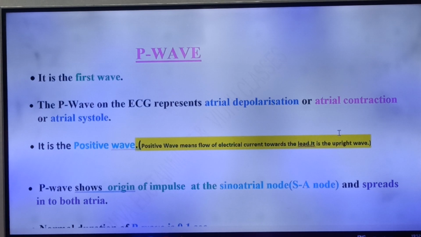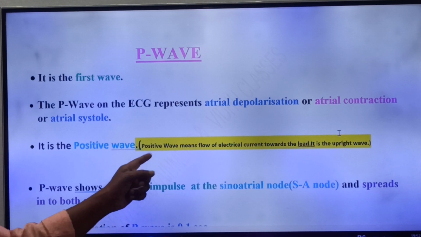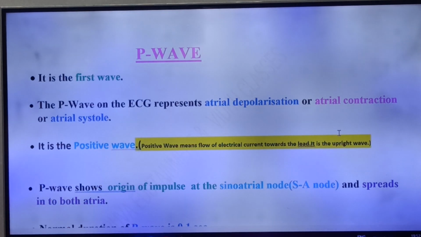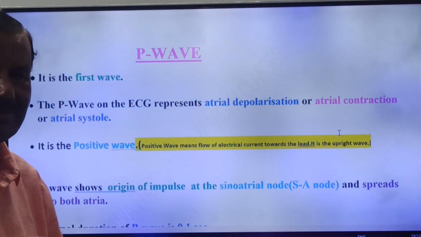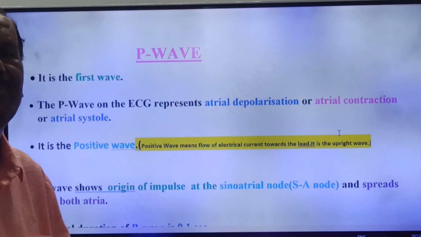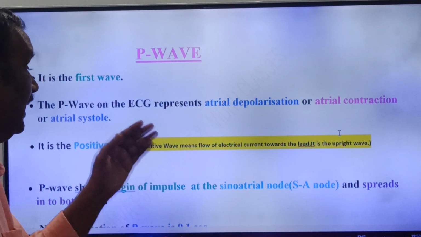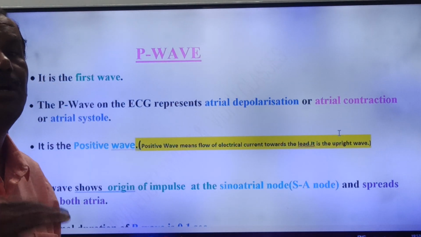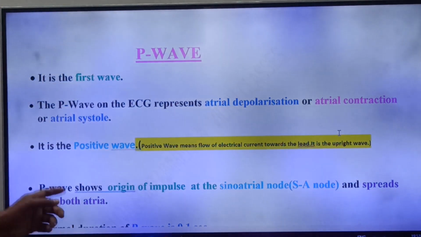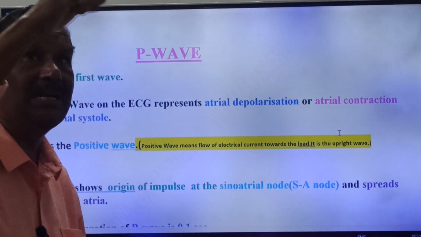So what is a positive wave? Friends, no need to write the definition of a positive wave, but you know the P wave is a positive wave. You will get this question in the MSET and NEET. Positive wave means flow of electrical current towards the lead. It is an upright wave. At the time of ECG, the doctors arrange 12 leads on the body of the patient. If the electrical flow moves towards the lead, that is called a positive wave. It is an upright wave.